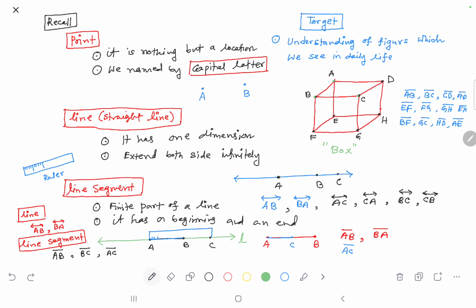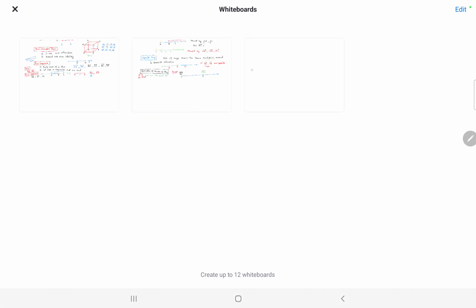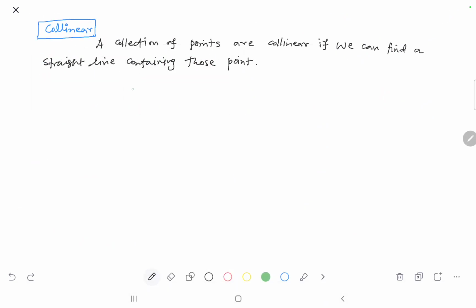A, B, and C. Yeah, they are collinear. Can you draw a straight line that contains these 3 points A, B, C? Is it possible? Oh wait, no, sorry. Are you talking about the box? Yeah, in the box. So let me put it here. No, they are not collinear.